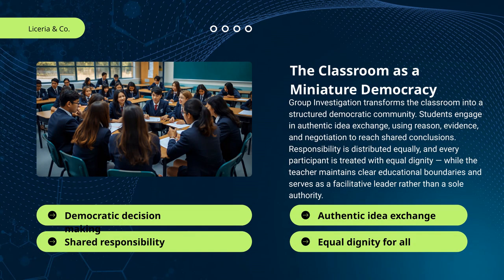Group investigation turns the classroom into a miniature democracy. Students exchange ideas authentically, make decisions together, and use reason and evidence to reach shared conclusions. Every student is treated with equal dignity, while the teacher maintains educational boundaries and supports productive inquiry.